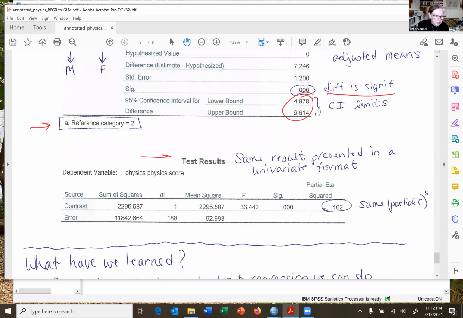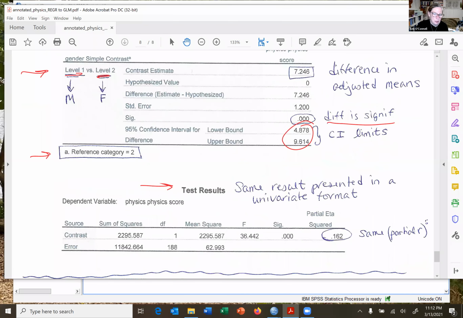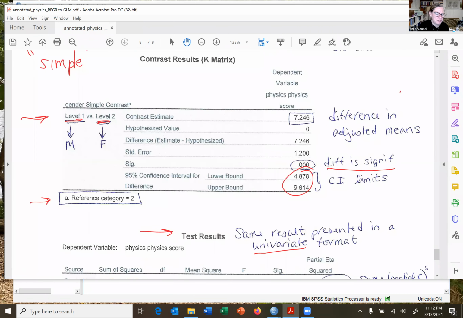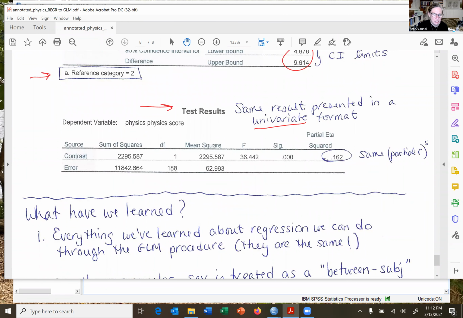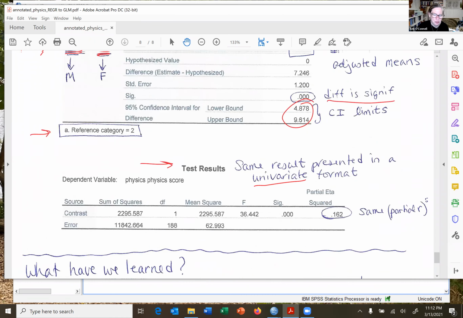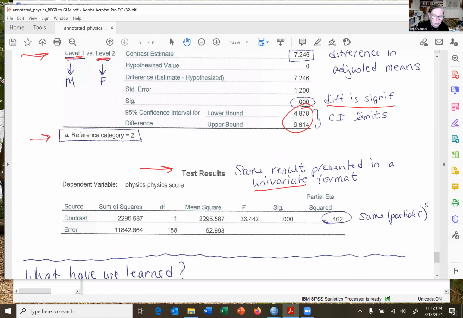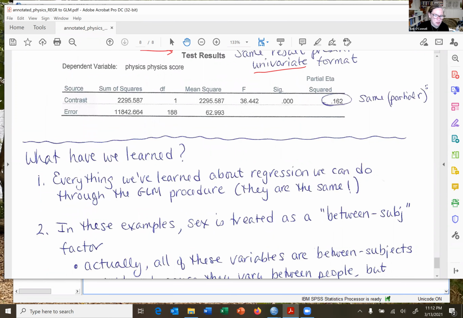The very last thing is the same information as this table, the contrast results, but in a univariate format. I would recommend just really focusing on what's in this table, the information that's provided there. There's nothing additional in the univariate table underneath. We get the same partial R squared as we saw for the gender effect above. So it's really not that interesting in this case.